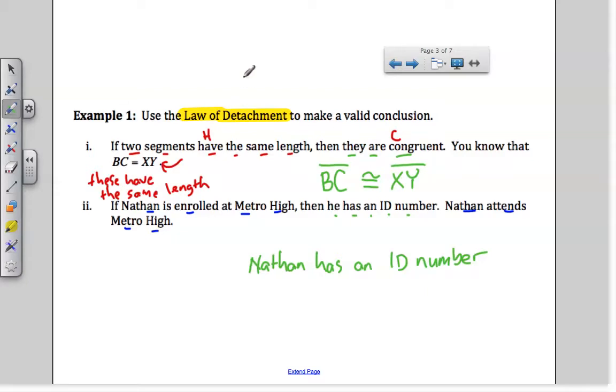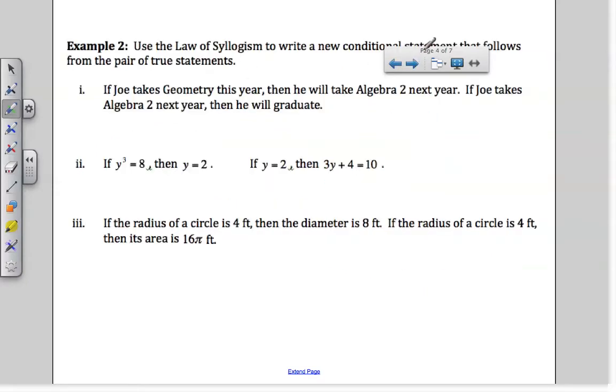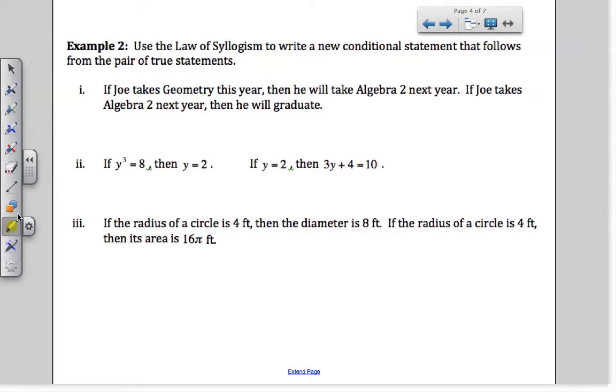Law of detachment. We did some practice here. Let's do some practice also with law of syllogism. Remember, law of syllogism is also called chain rule. And how that works is you're going to have two if-then statements. You should have the conclusion of the first one repeated as a hypothesis of the second, and you're going to make one final if-then statement that connects the first and second by eliminating that common conclusion and hypothesis.